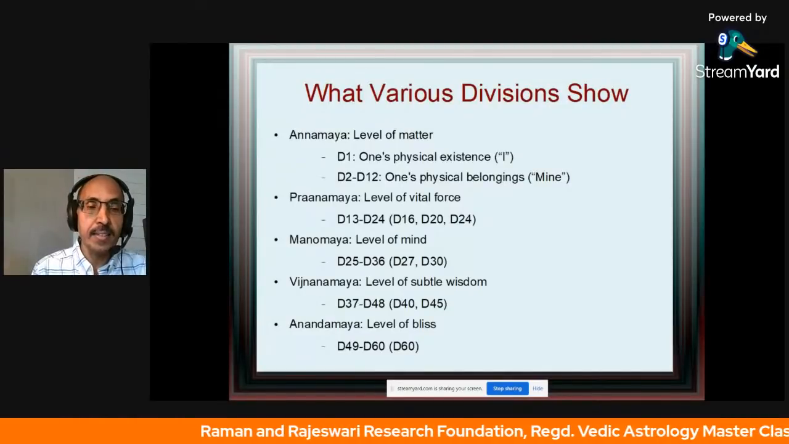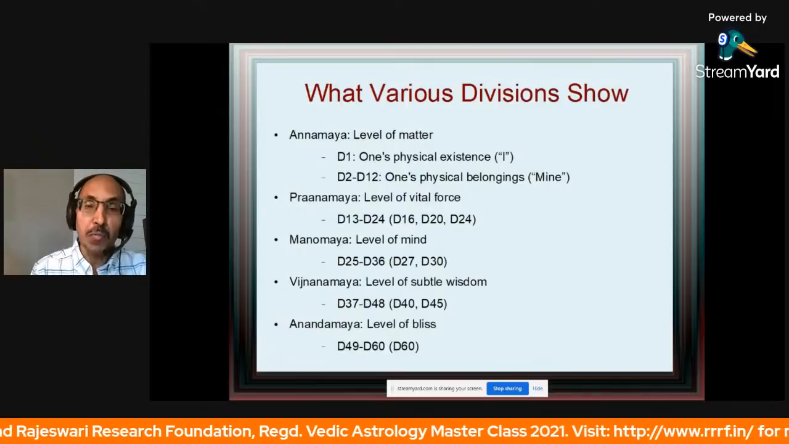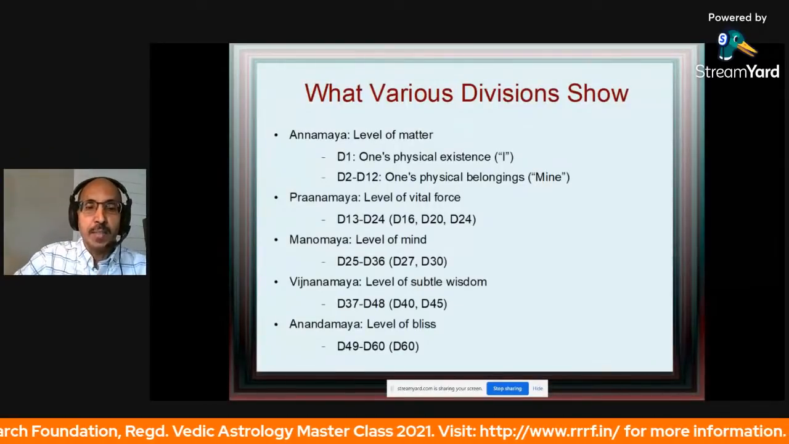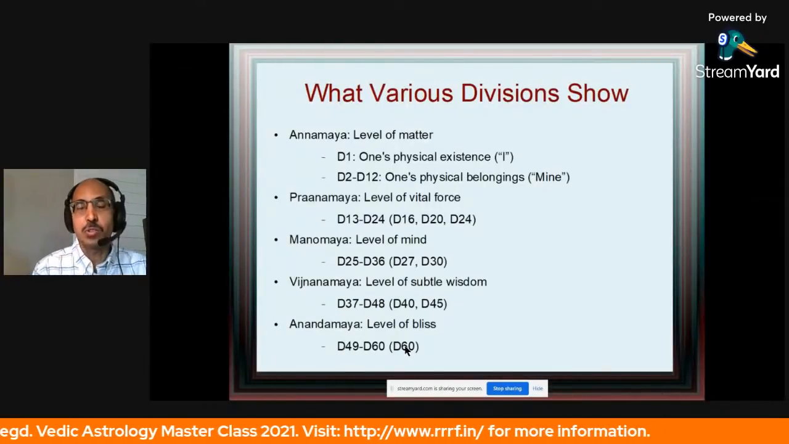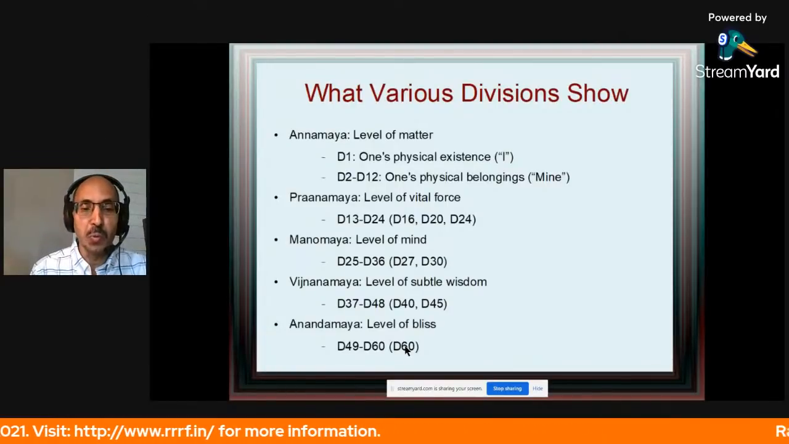So that basically is Anandamaya Kosha. So this basically shows what binds you and what frees you. And this is based on D60, which is based on a seed of the 12th house, so that is bondage. But again, what binds you will also, once you fulfill it, liberate you.